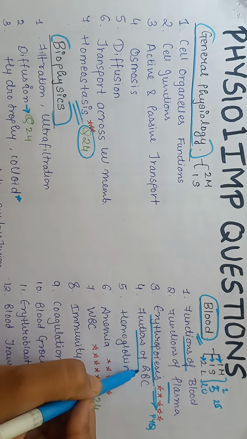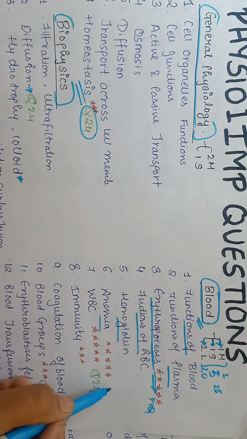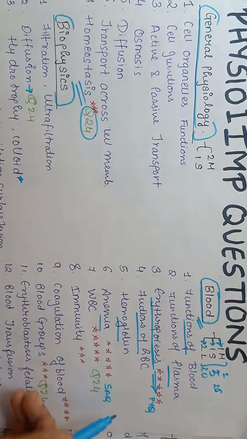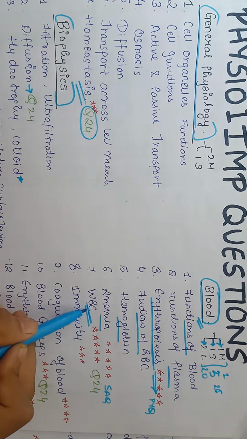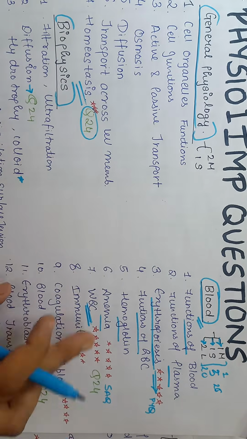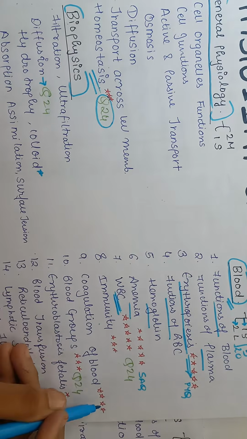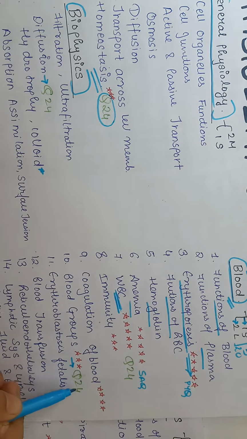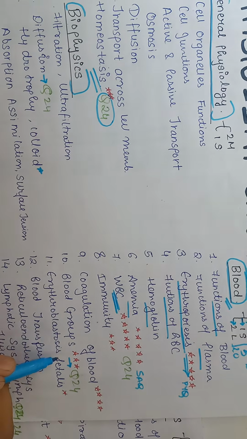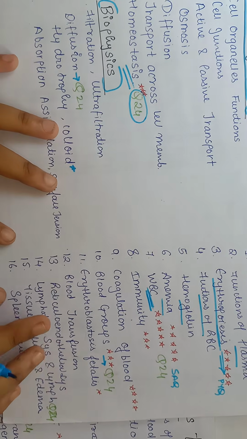Then functions of RBC, then hemoglobin, anemia. For SAQ, anemia is very much important. White blood cell, functions of white blood cell, and T cells, B cells are important. Then immunity, then coagulation of blood is important. Star mark question. Blood groups is important and it has been asked in the 2024 paper. Erythroblastosis fetalis is important.